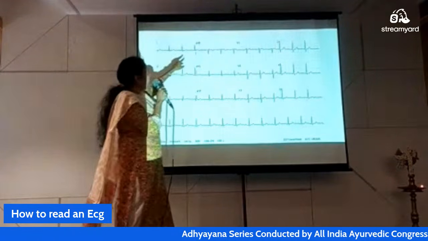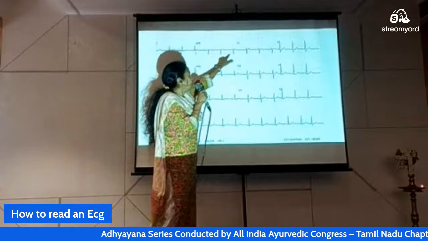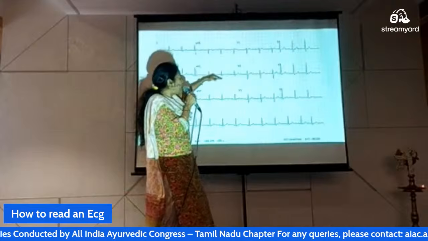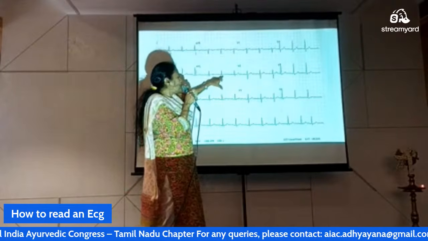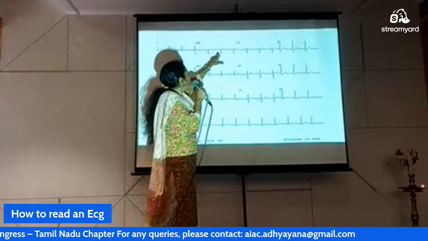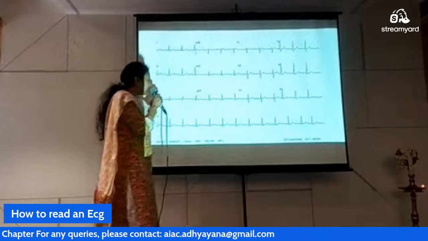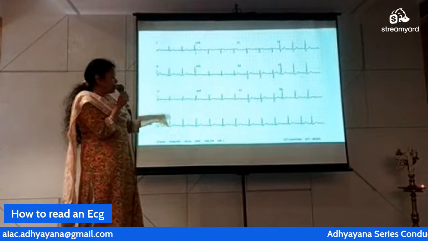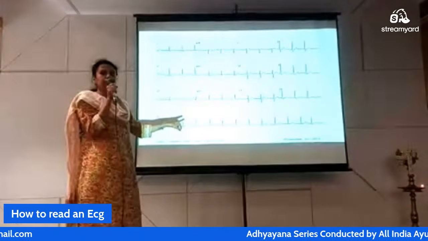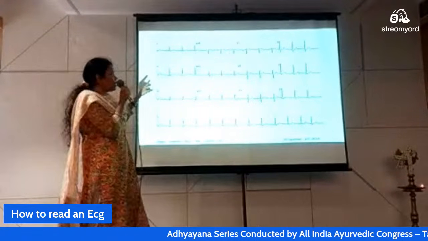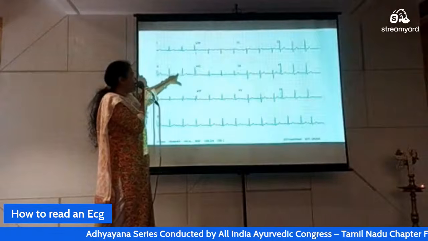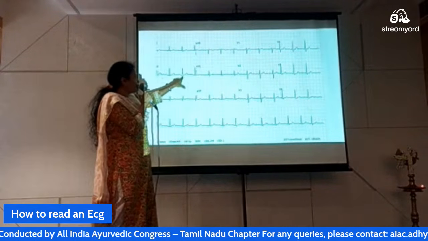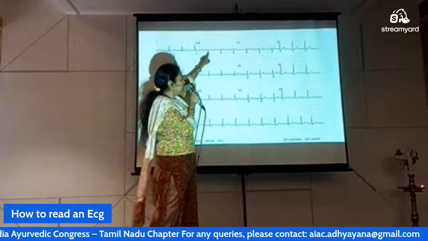In lead aVR, all deflections should be negative. This is the baseline. Whatever is upward is positive, and whatever is downward is negative. So everything should be negative. Most of the time, a minor Q wave is there. There should be a minute Q wave in lead 1, or sometimes no Q wave. So the PR interval should be 3 to 5 small squares, the QRS within 3 small squares, and all waves negative in aVR.